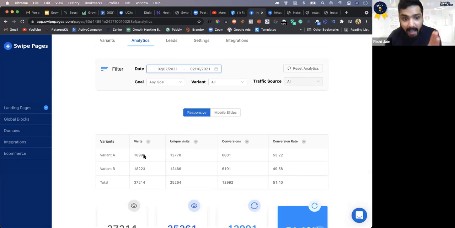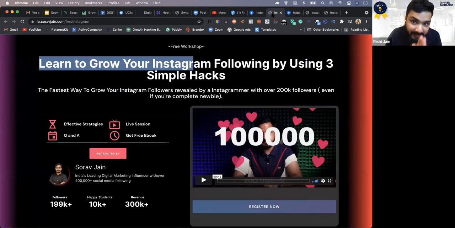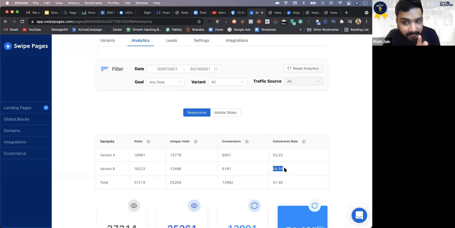Variant A has about 18,000 visits, 12,000 unique visits, 6,801 conversions. It's giving me a conversion of 53.22%. The other variant is giving me 49.58%. What do you guys think? Which one is really good for me? And what should I be doing from here on? As a marketer, what should I be doing from here on?